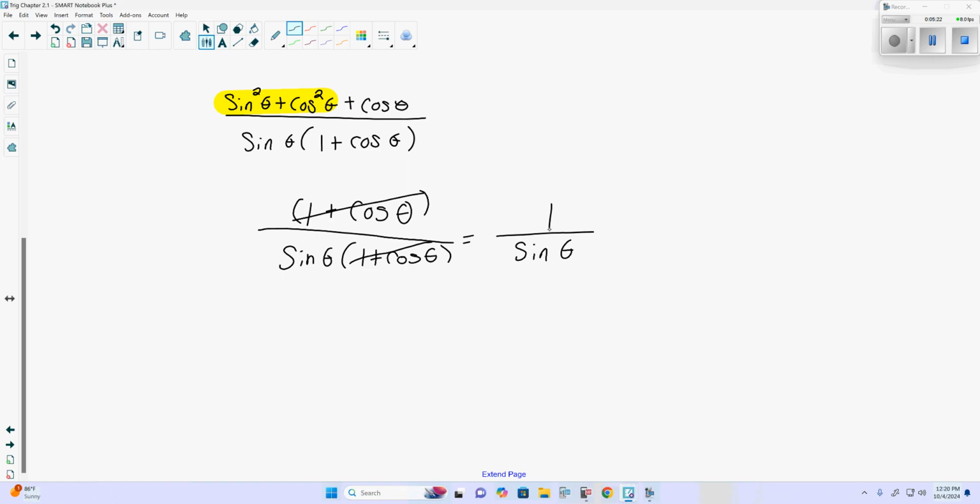Do we feel comfortable with this so far? Yes? Can we rewrite 1 over sine of theta? Yes, it's what? Because that is a little simpler. We don't have a fraction with a trig function on bottom. We just have cosecant. That's it.